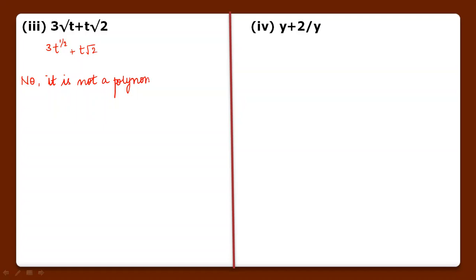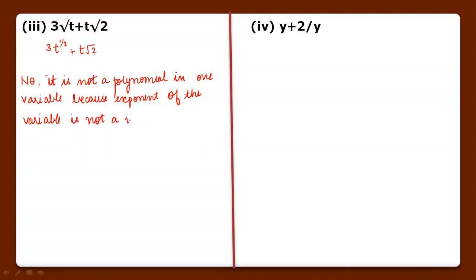This is not a polynomial in one variable. Not a polynomial in one variable because the exponent of the variable is not a whole number. So we have also given the apt reason. Fourth part, y plus 2 upon y.